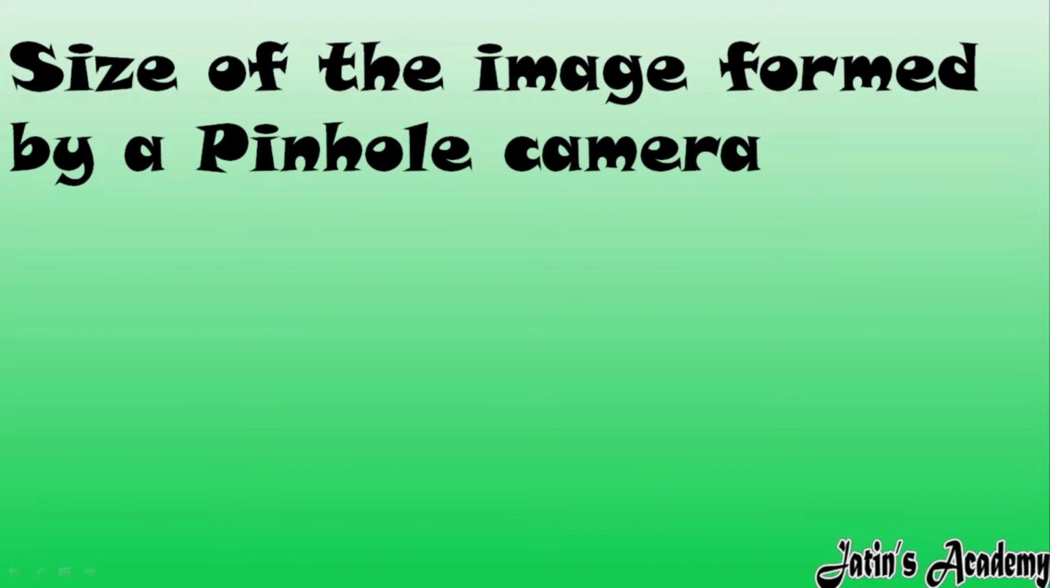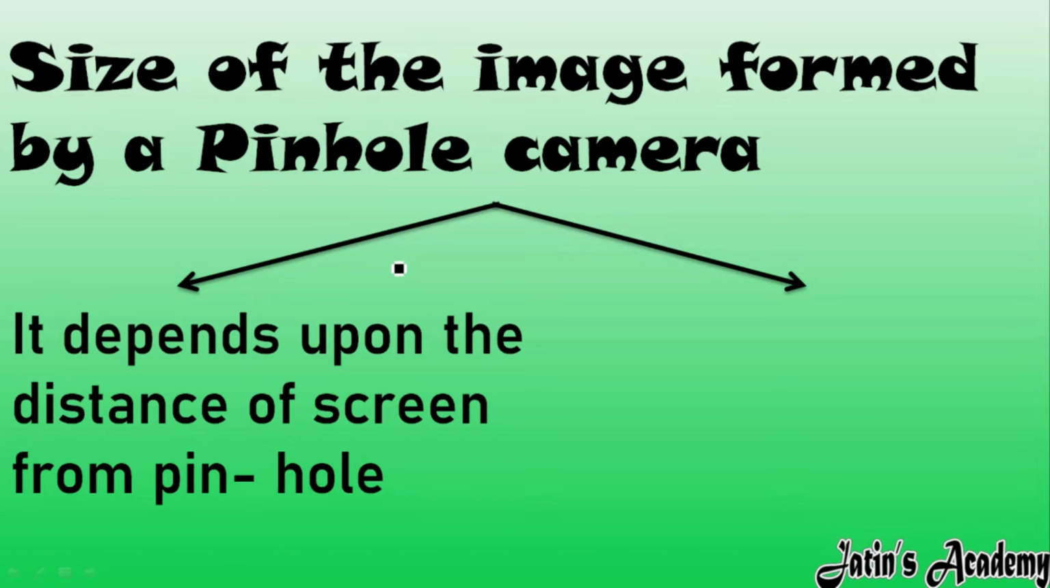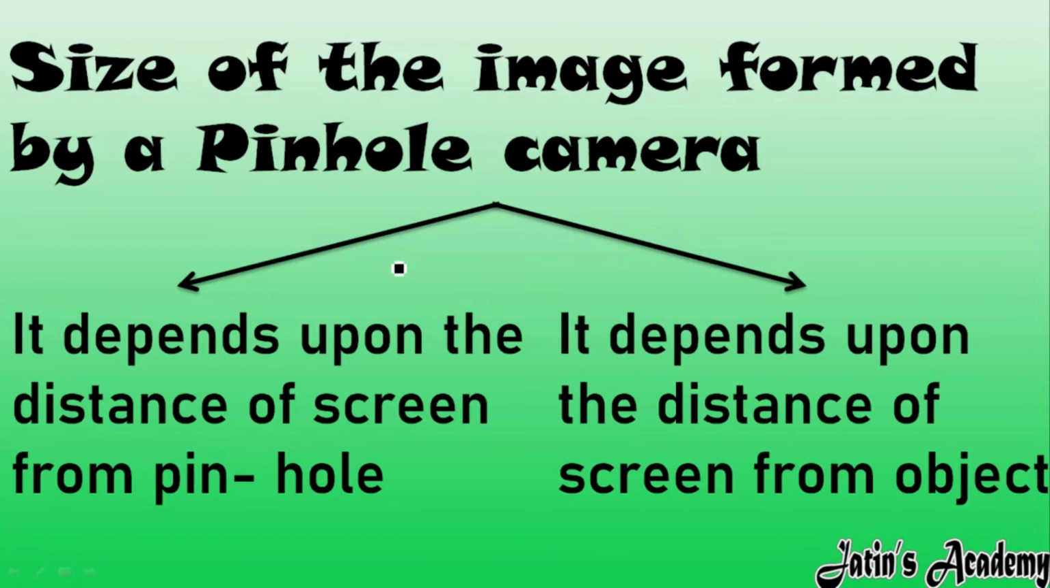Next we are going to see that on which factors size of the image formed by a pinhole camera depends. So mainly there are two factors on which the size of image formed by a pinhole camera depends. So very first factor we are having, it depends upon the distance of screen from the pinhole. Means whenever we are changing the distance from the screen and that of pinhole, the size of the image formed by a pinhole camera also changes. First factor we are having this, and second factor we are having, it also depends upon the distance of screen from the object. Means whenever we are changing the distance from the screen that of object, in that case also size of the image is going to change.